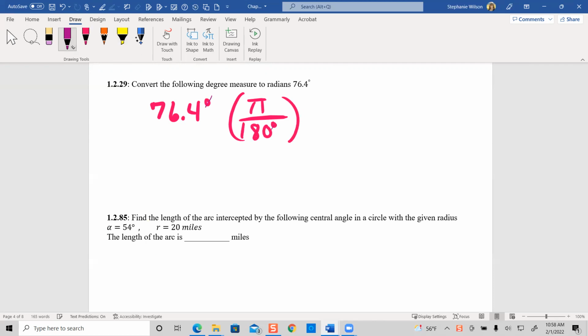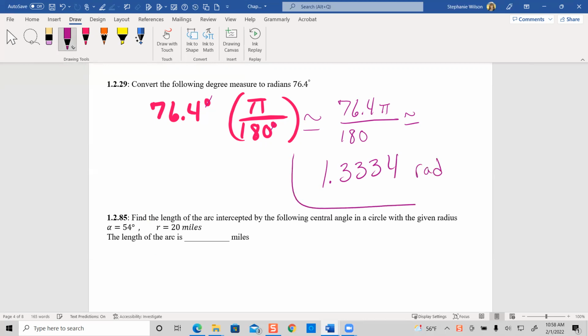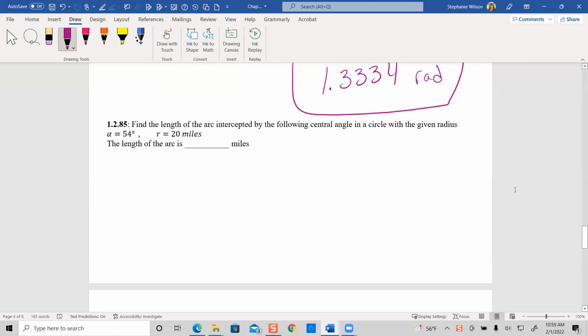Let's mark out my degrees. That's what we wanted, right? So I have 76.4 pi over 180. And in the calculator, if you got a calculator where you can type it all in, it'd be easier. If not, again, multiply the top first and then divide. And I get, rounded to the nearest 10 thousandths, which is 4 decimal places, this. And this is in radians. All right. It's not bad. So let's do one more and then we'll call it.